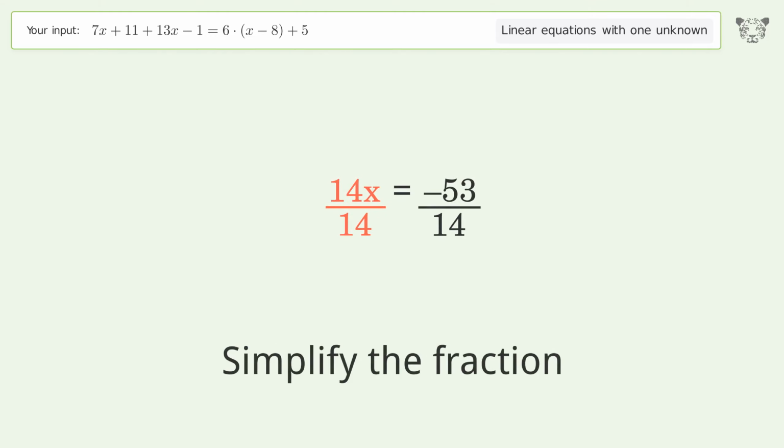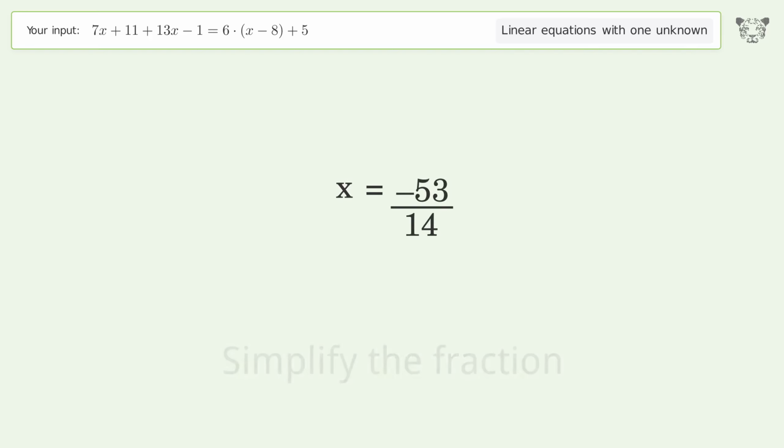Simplify the fraction. And so the final result is x equals -53/14.